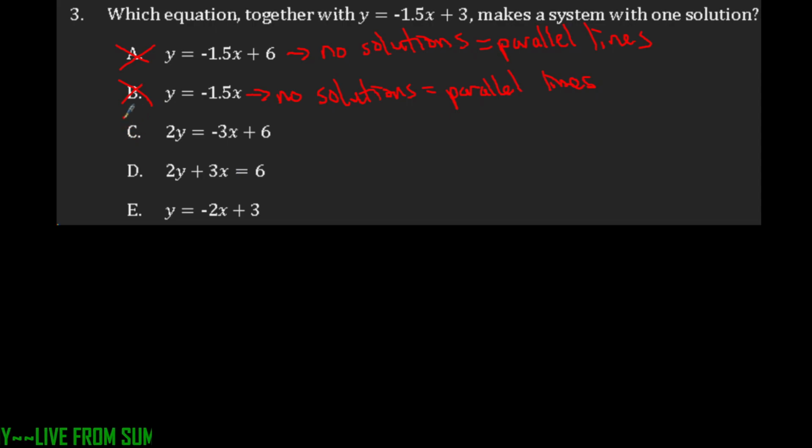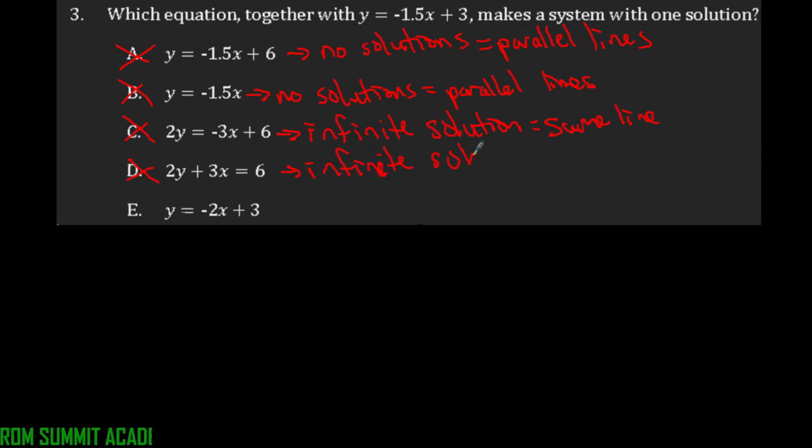For that choice C, this is infinite solutions because it has the same line, or you can say overlapping lines. So I'll say that for this one as well, infinite solutions because it's overlapping lines. So if it's the same line, it's going to be infinite solutions.